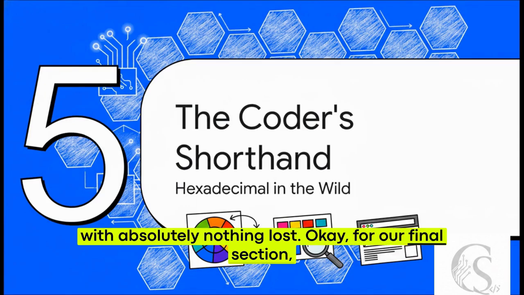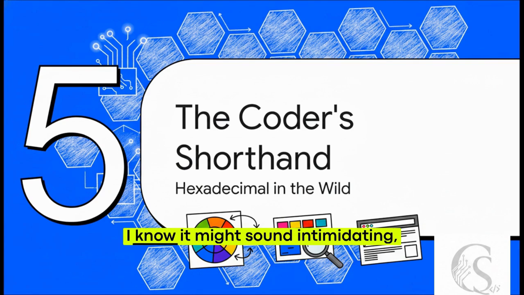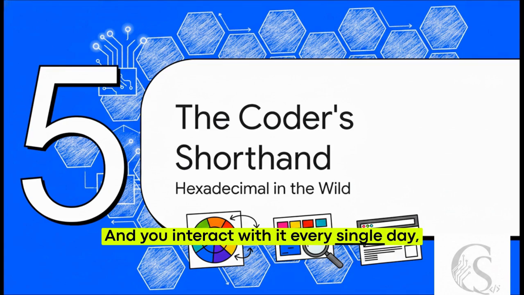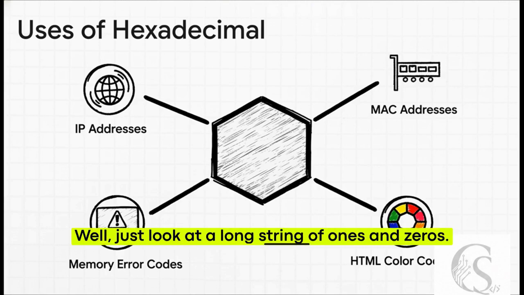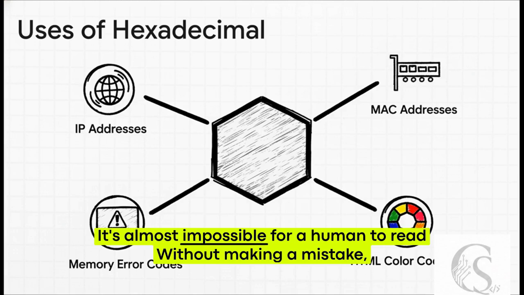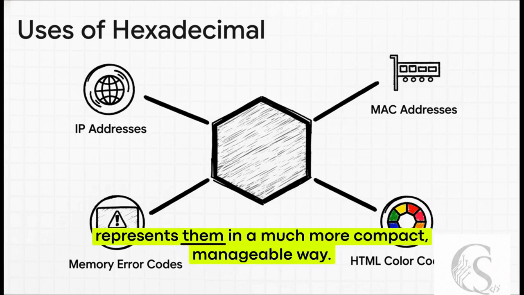Okay, for our final section, let's circle all the way back to that third number system, hexadecimal. I know it might sound intimidating, but it's really the coder's secret weapon, and you interact with it every single day, whether you know it or not. So why even bother with another system? Well, just look at a long string of ones and zeros. It's almost impossible for a human to read it without making a mistake. Hexadecimal takes those crazy long strings and represents them in a much more compact, manageable way.